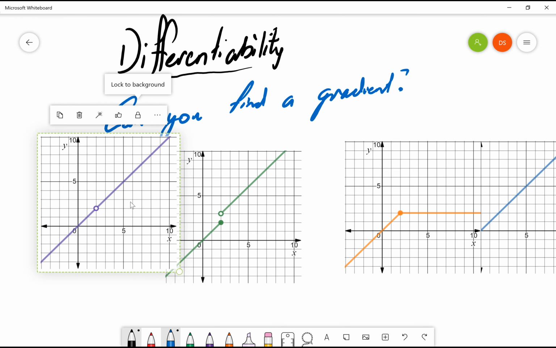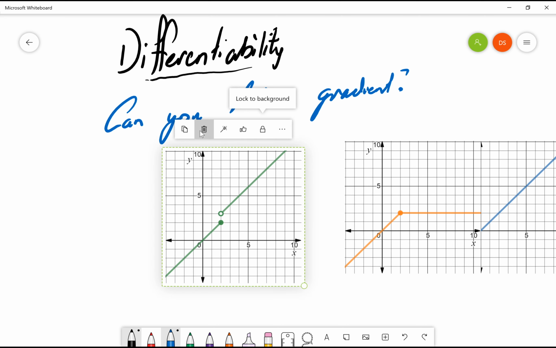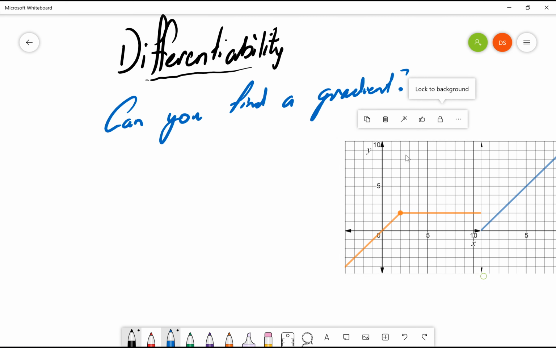I'm going to try and delete these now because these are just annoying me. And I'll just draw my own.